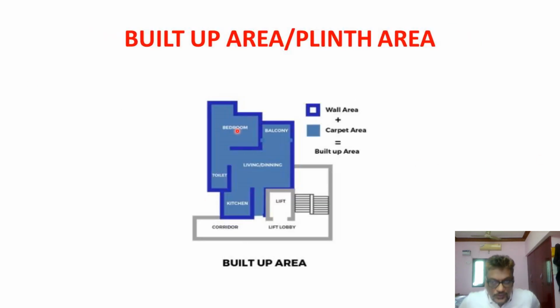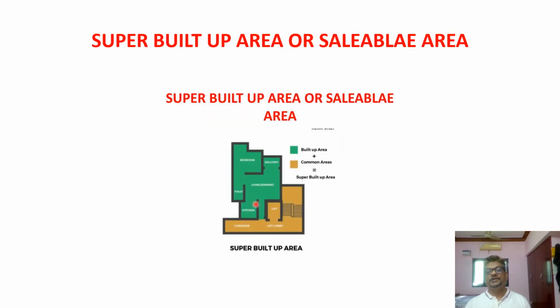So this is the example, along with the built-up area. This is the plinth area of an individual flat, what you see here. The super built-up area is the plinth area plus common areas, such as the staircase, lift and corridor. These all form the super built-up area.